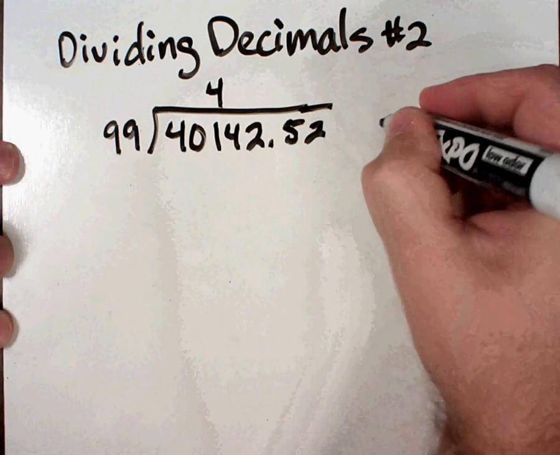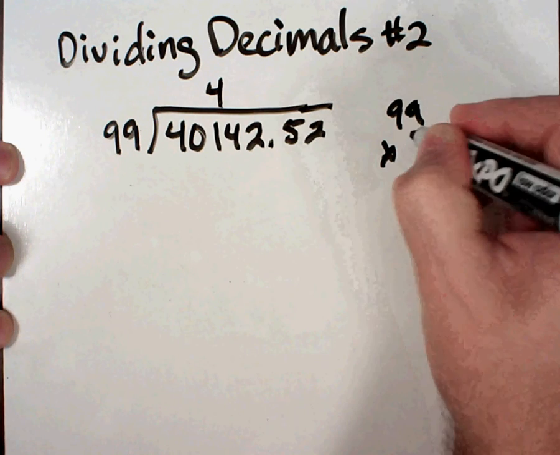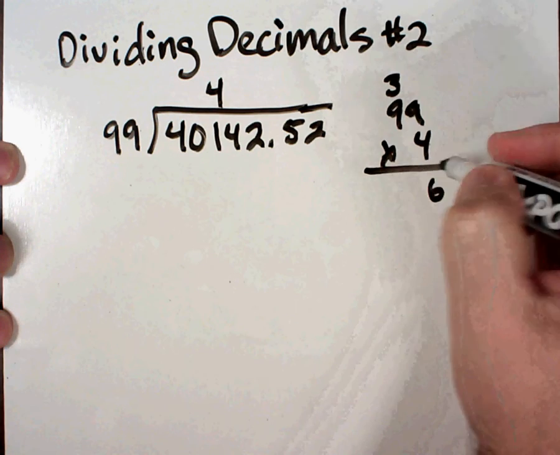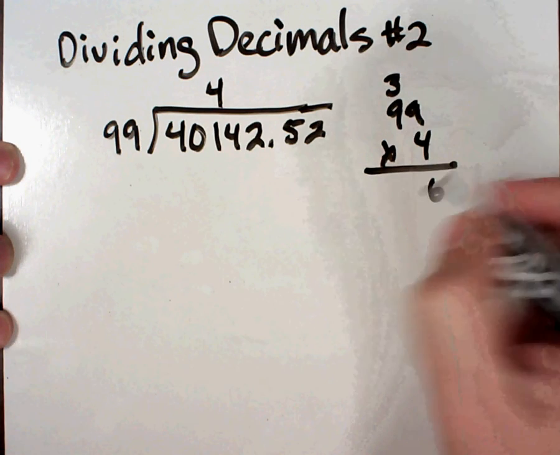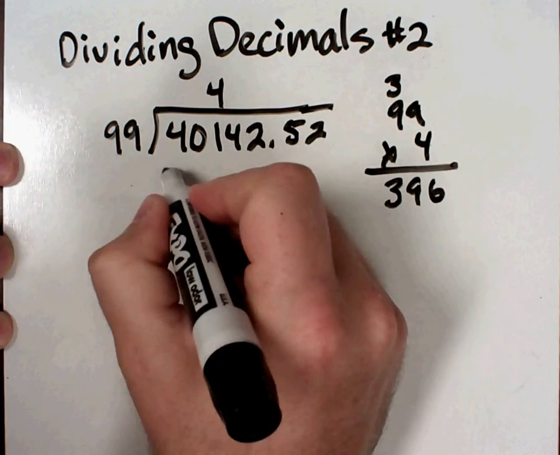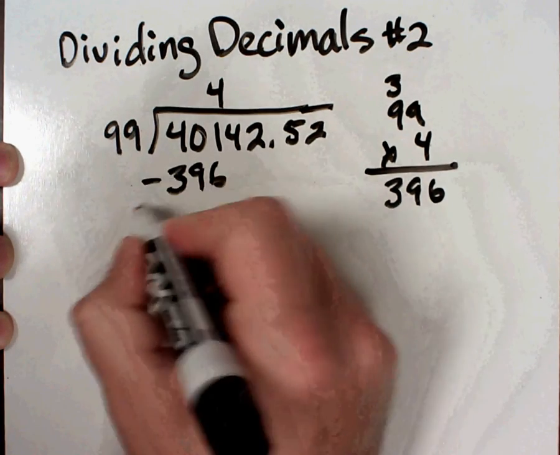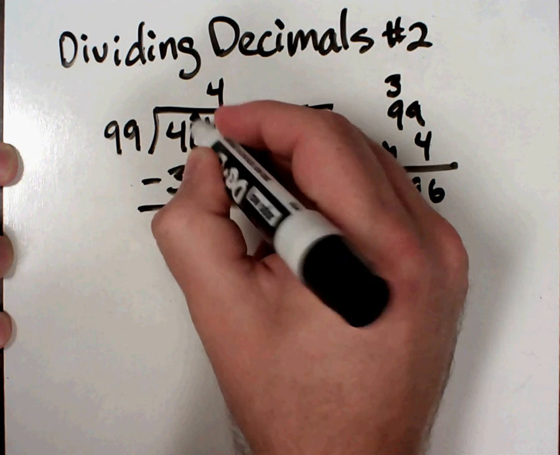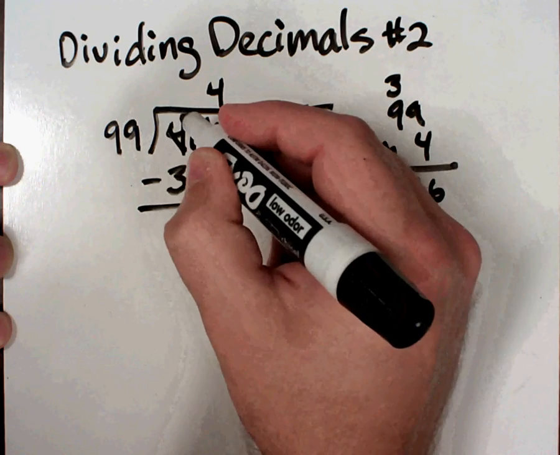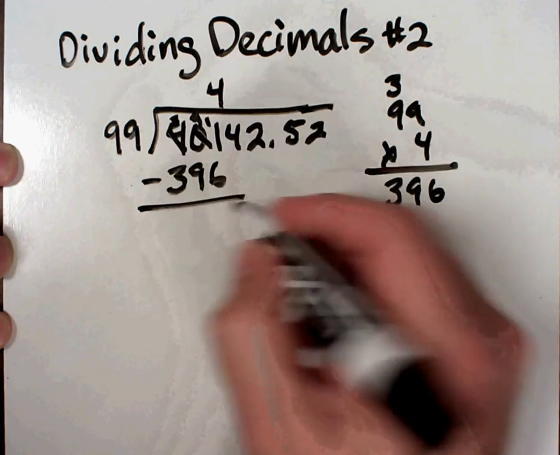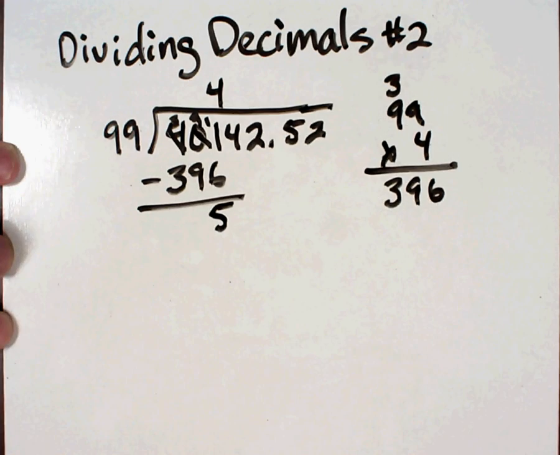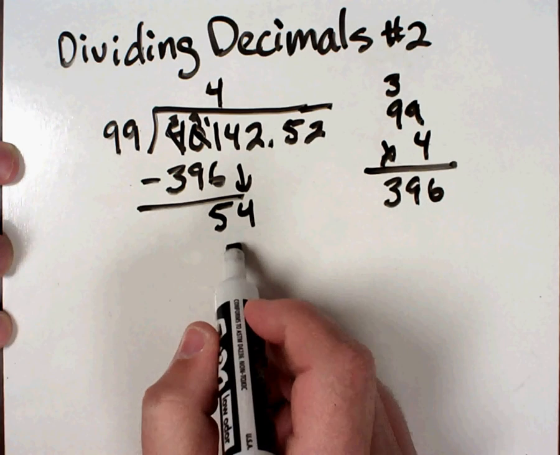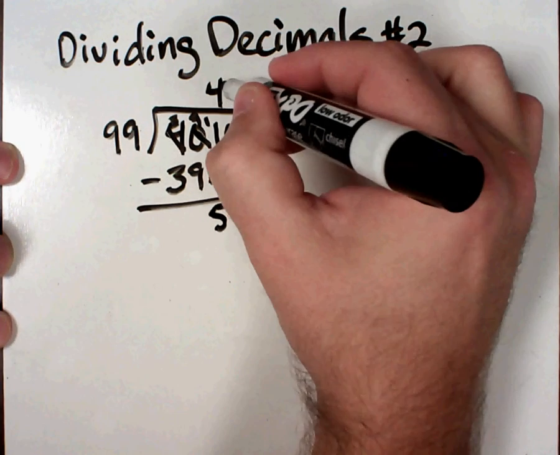All right. Then we have to do the multiplication off to the side. 9 times 4 is 36. Carry my 3. 9 times 4 is 36 plus 3 is 39. So we end up with 396. And so we end up with 5 as our remainder. Pull down the 4. 99 will not go into 54. So because of that, we're just going to put a 0 here.